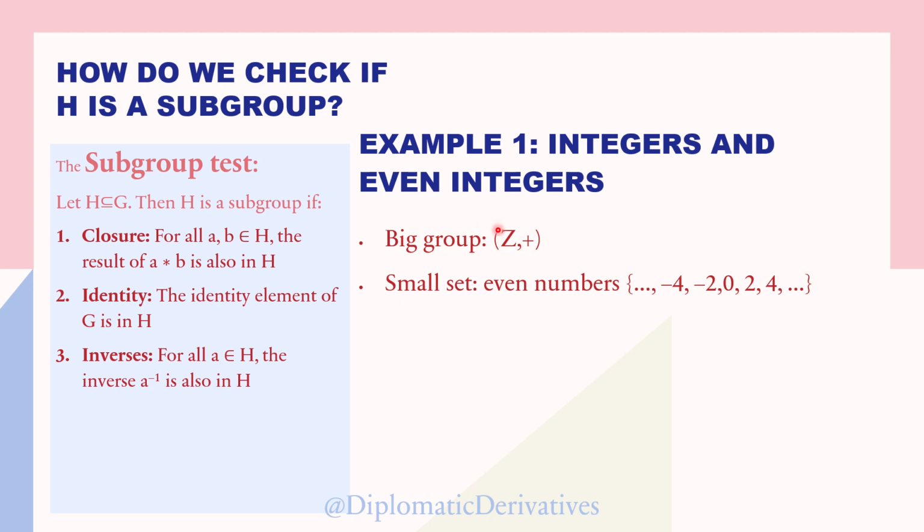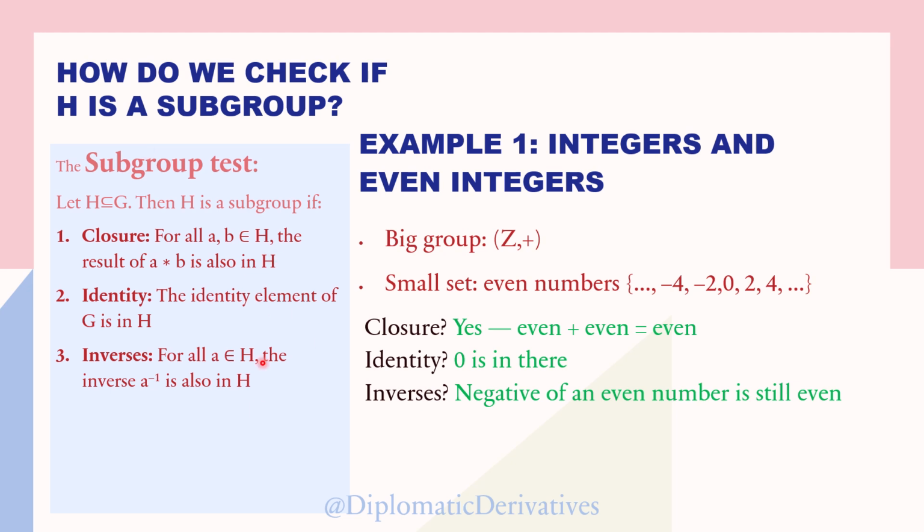Now we have to prove whether it's a subgroup or not. We will take the three rules. First one, closure. Yes, it is closed, because any even number plus an even number gives us another even number. If we take 2 plus 4, we get 6. Similarly, -2 minus 4 gives us -6. So it's still part of the system.